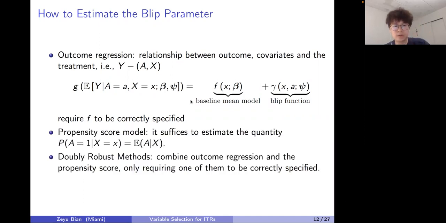And second, we could use the propensity score model to estimate the Blip parameter. So it's sufficient to estimate this conditional probability. And finally, we have this doubly robust method. It combines the first outcome regression and the second propensity score model. However, it only requires one of them to be correctly specified to achieve a consistent estimation. And in this talk, I'm going to focus on the doubly robust method.